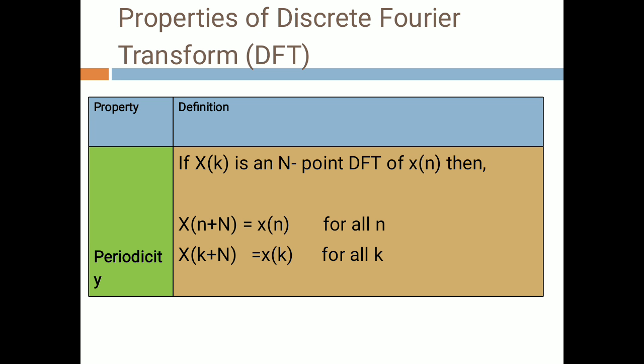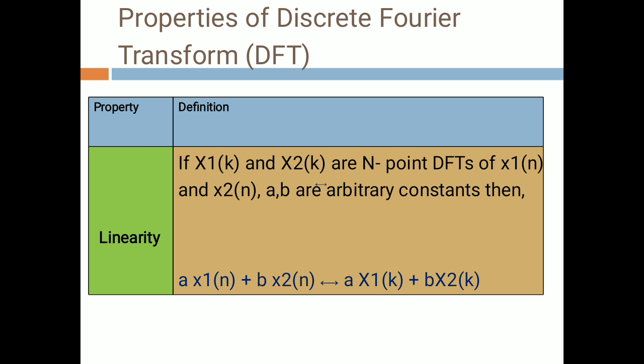So the first property is periodicity. If x(k) is the N-point DFT of x(n), that is, if x(n) is the given signal and the N-point DFT is indicated by X(k), then what does the periodicity property say? It says that x(n + N) is equal to x(n), or X(k + N) is equal to X(k). So if the original signal is shifted by N, then the transformed signal is also shifted by N units.